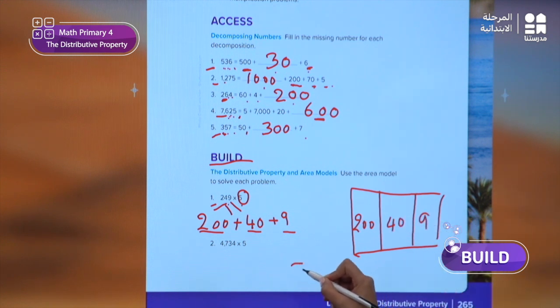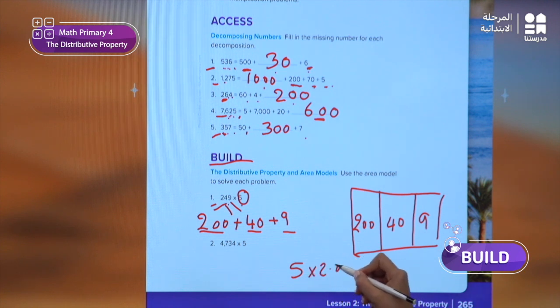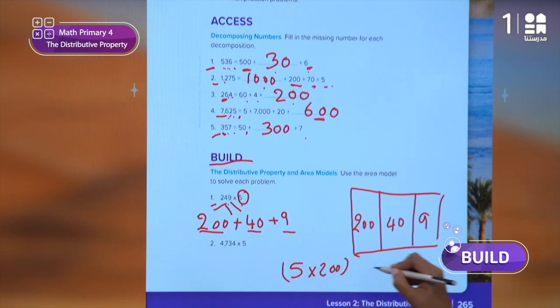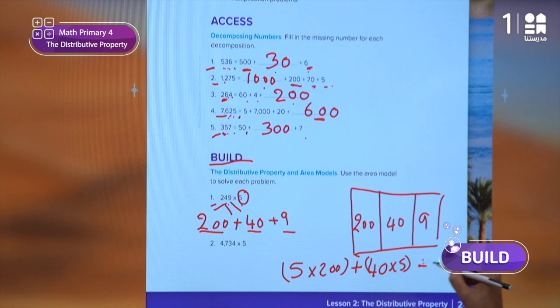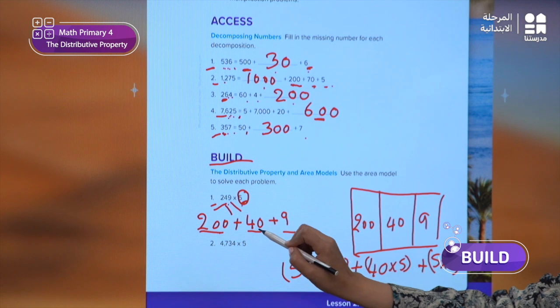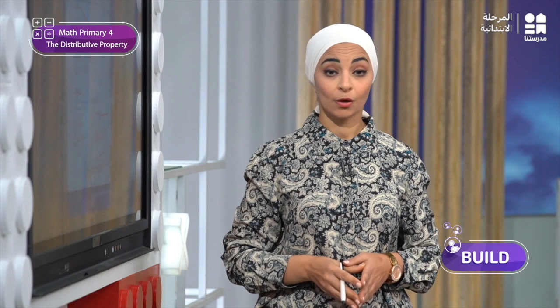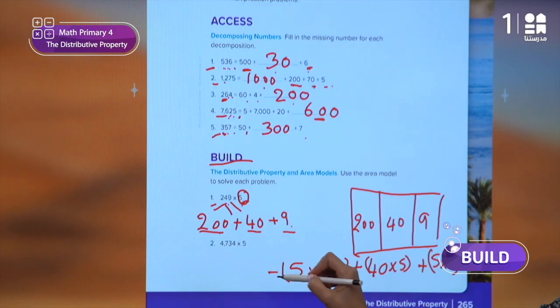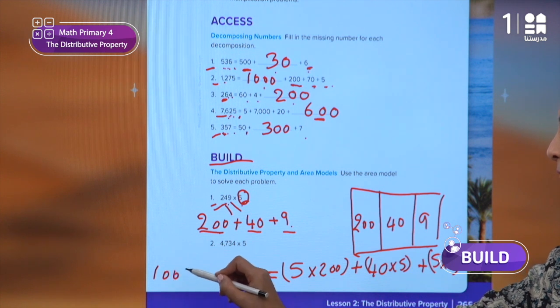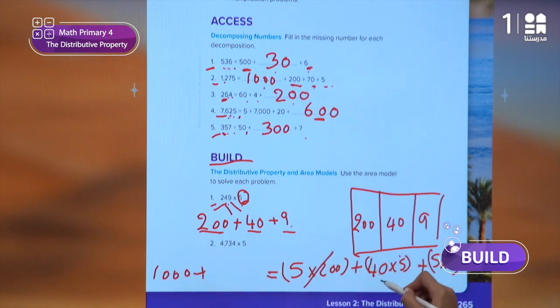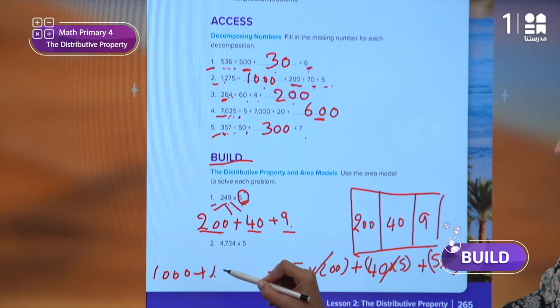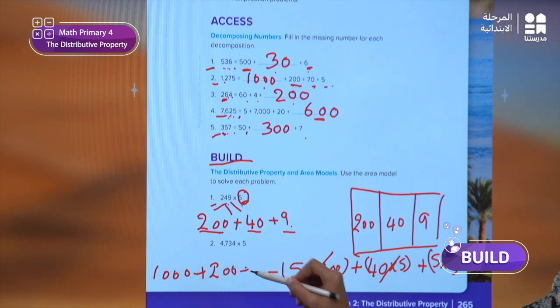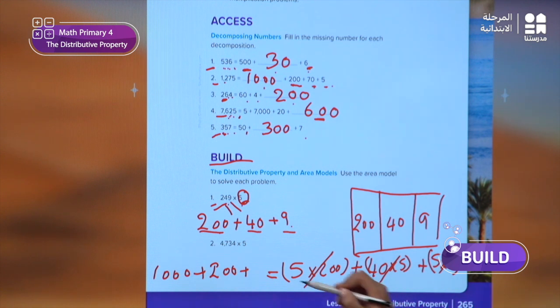So the first thing I will do is 5 times 200. Then what will I do? Yes, plus 40 times 5 plus 5 times 9. So I did 5 times 200, then 5 times 40, then 5 times 9. Okay, so 5 times 200 equals what? Equals 1000. Let's write the answer here: 1000 plus what? 40 times 5 equals what? 200, right? Plus 5 times 9 equals what? 45.